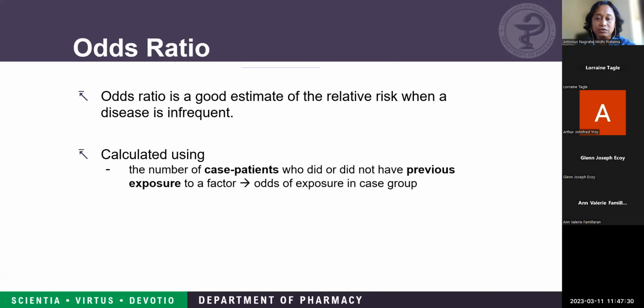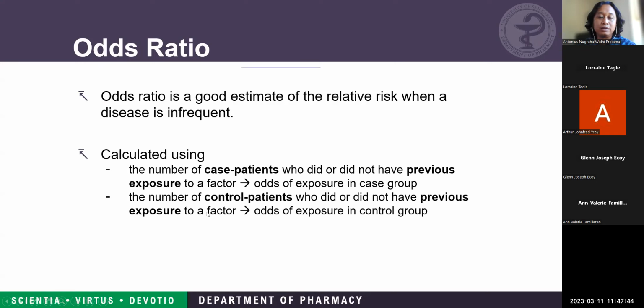It is calculated using the number of case patients who did or did not have previous exposure to a factor. So we have the odds of exposure in the case group, divided by the second one, where we calculate the number of control patients who did or did not have previous exposure to a factor. So we have the odds of exposure in the control group.